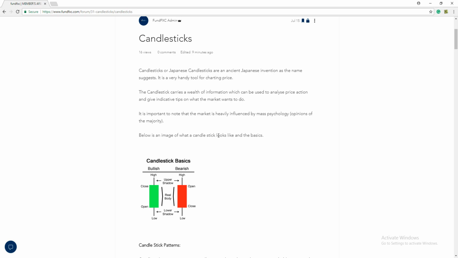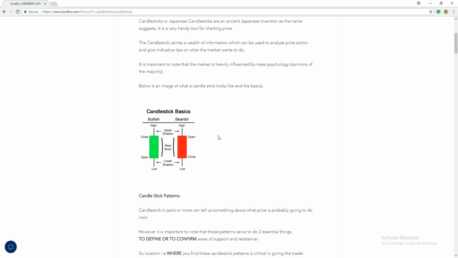Below is an image of what candlesticks look like and the basics. As you can see, we have a bullish and a bearish candlestick. We have a high, a low, an open and a close on both bearish and bullish candlesticks. We have a wick to both sides, and we have a body in the middle. The body is the gap between the open and the close.